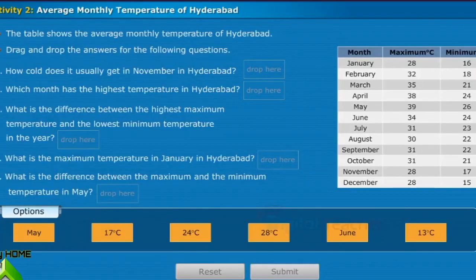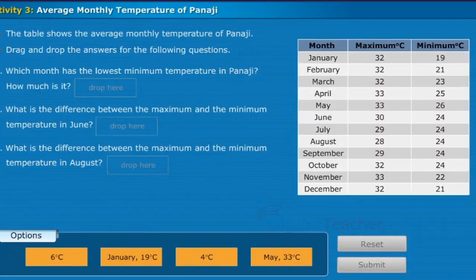Now, let us do an activity on average monthly temperature of Hyderabad. The table shows the average monthly temperature of Hyderabad. Drag and drop the answers for the following questions. Now, let us do an activity on average monthly temperature of Panaji. The table shows the average monthly temperature of Panaji. Drag and drop the answers for the following questions.